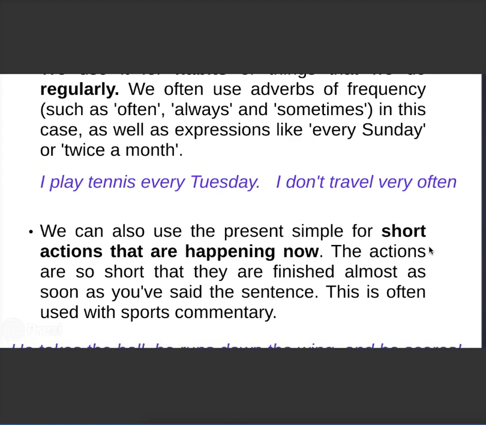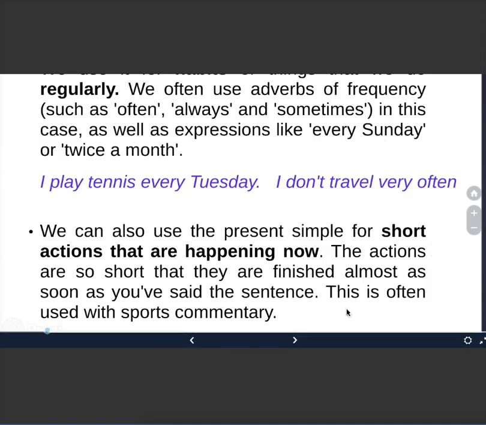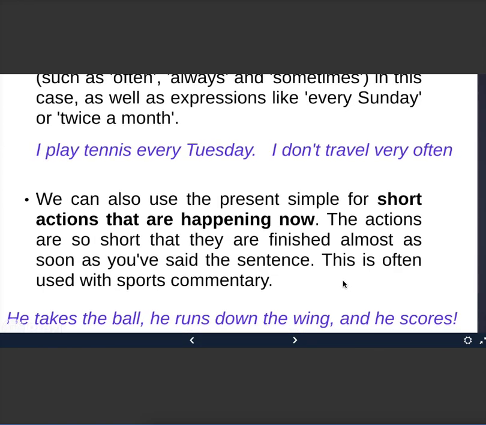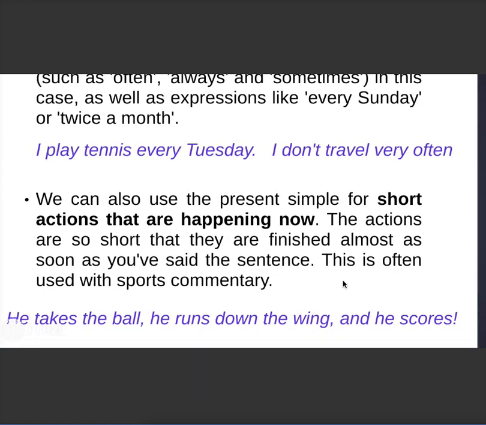These expressions are so short that the action begins and finishes almost at the same time. Es como que empieza y termina prácticamente al mismo tiempo. This is super common when we are talking about the sports. So let's take a look at the example. He takes the ball, he runs down the wing, and he scores.